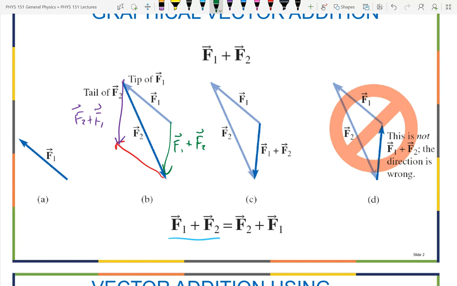Actually, this one here is just showing the resultant done wrong. I thought this was showing them added wrong. And well, yeah, this here is showing the resultant wrong. What's wrong with this resultant? It's going the wrong way. You don't continue back to the origin. You go from the starting to the ending. So this is wrong because that's going the wrong way.